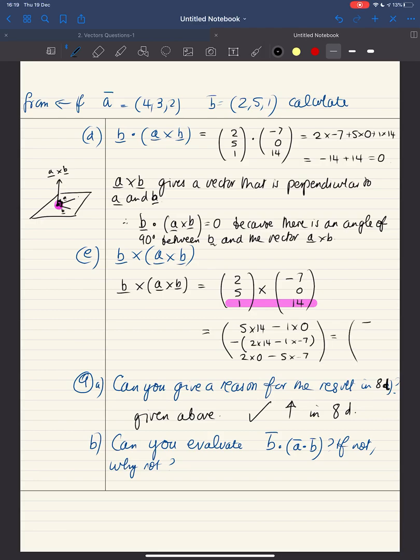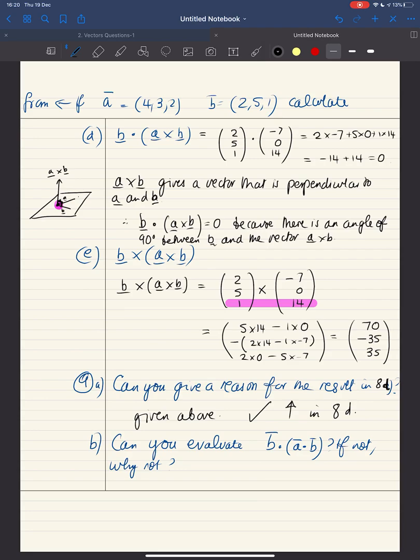5 times 14 is 70. And then in here is this 28 plus 7, which is 35. So it's minus 35. And then 0, and that's 35 as well. Just checking my answers here. Yes. Okay. And that's all those done.